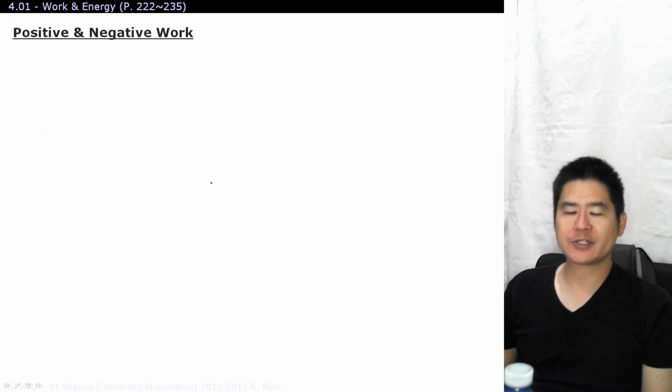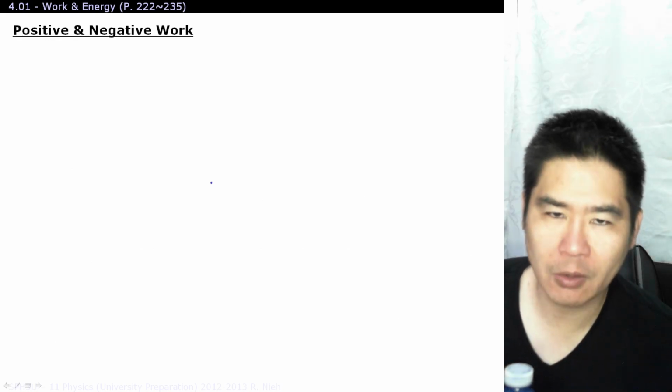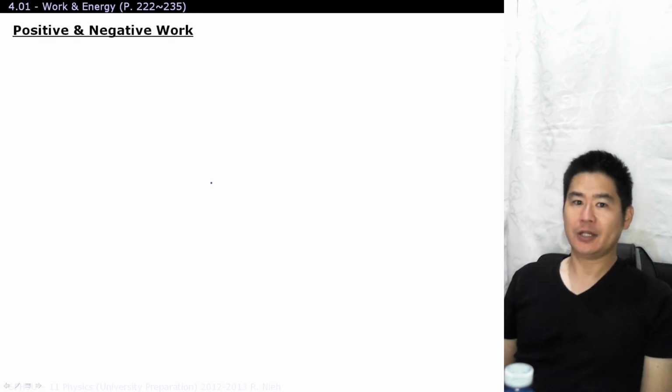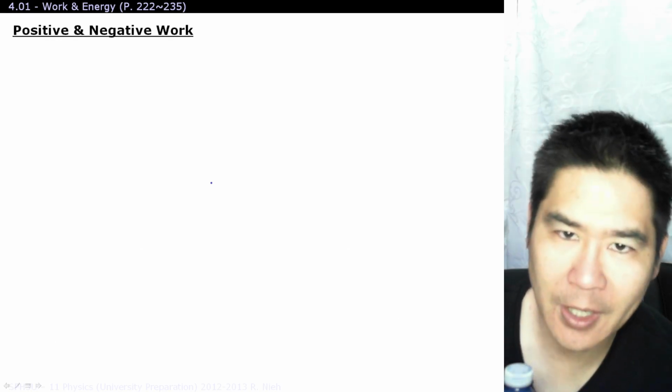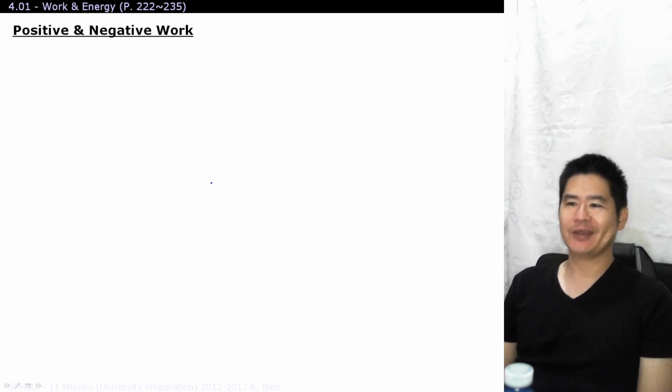Now work is a scalar quantity, meaning that there's no direction. After all, if I walk 1 meter towards you, and then I walk 1 meter back, it's not like I am burning calories this way, and I'm getting slimmer and slimmer going this way. That's impossible. All right. But we do have notation.